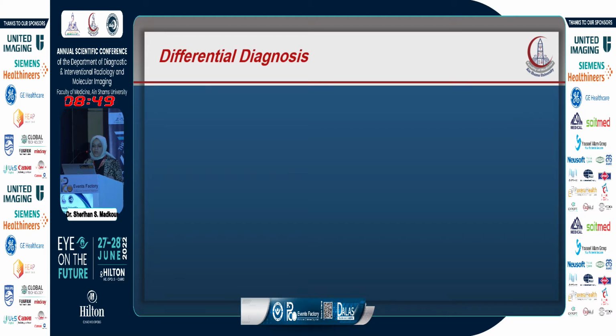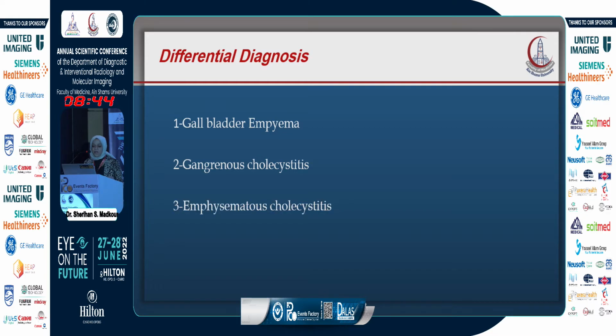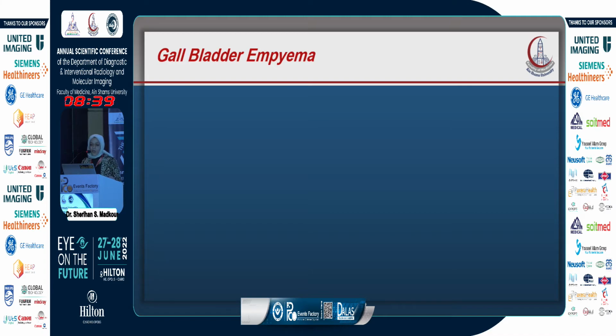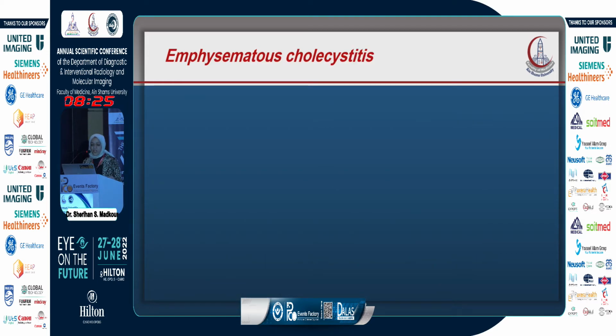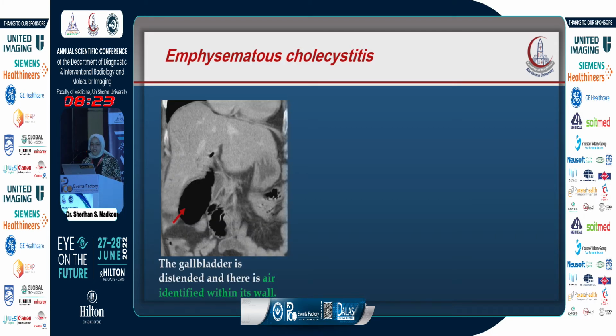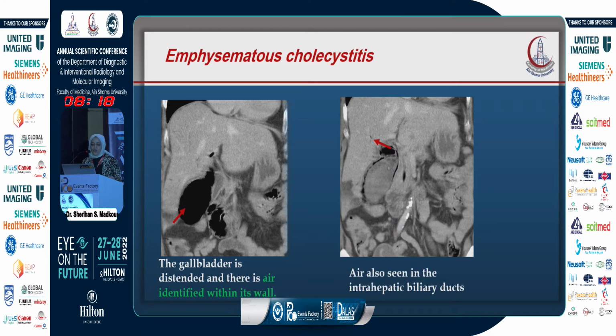Differential diagnosis includes gallbladder empyema, gangrenous cholecystitis, emphysematous cholecystitis, and subhepatic appendicitis. Regarding gallbladder empyema, CT revealed a distended gallbladder with high-density material, showing internal septation with an irregular enhancing intact wall and smudging of the surrounding fat plane. Emphysematous cholecystitis: the gallbladder is distended and there is air identified within its wall. Air is also seen in the intrahepatic biliary ducts.